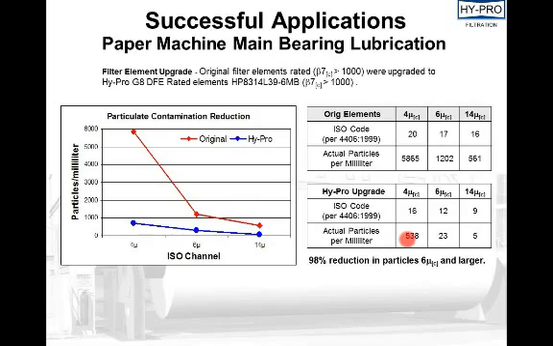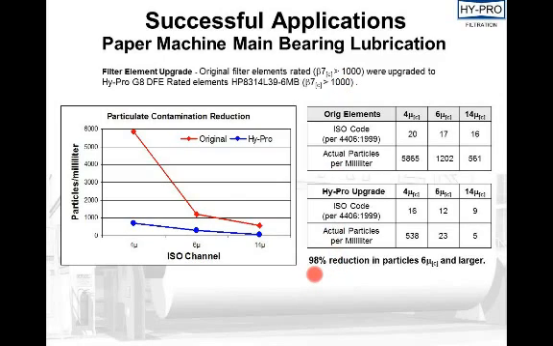Another successful application is on a paper machine main bearing lube, where just by upgrading to like-rated filters that are DFE rated, from a beta 7 greater than 1,000 to a beta 7 greater than 1,000 Hypro DFE rated element, ISO codes dropped from a 20, 17, 16 down to a 16, 12, 9. And on the 6 micron and larger channel, we actually had a 98% reduction in dirt in the system. Now we know that at least 75% of all hydraulic and bearing failures can be traced back to surface degradation from some form of contaminant.